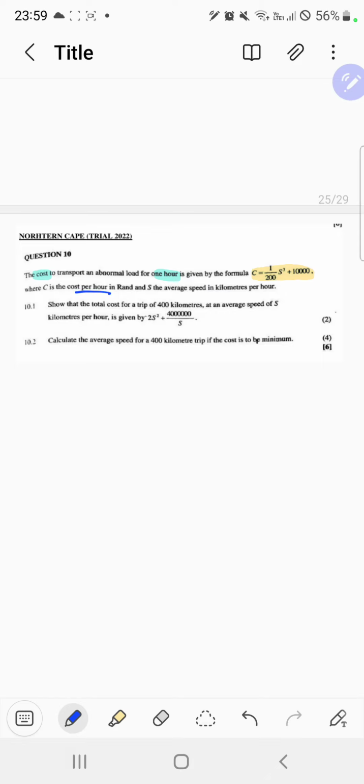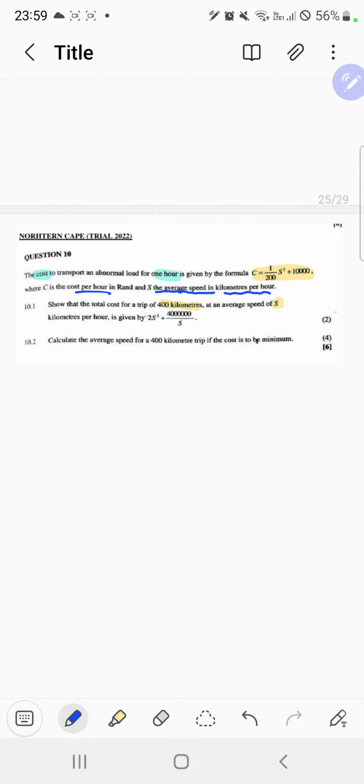This is the cost per hour. They already told us in 1 hour. I don't know why they are saying this too much, but anyway, it's fine. And S is the average speed in kilometers per hour. And then of course it says now show that the total cost for a trip of 400 kilometers at an average speed of S kilometers per hour is given by that.